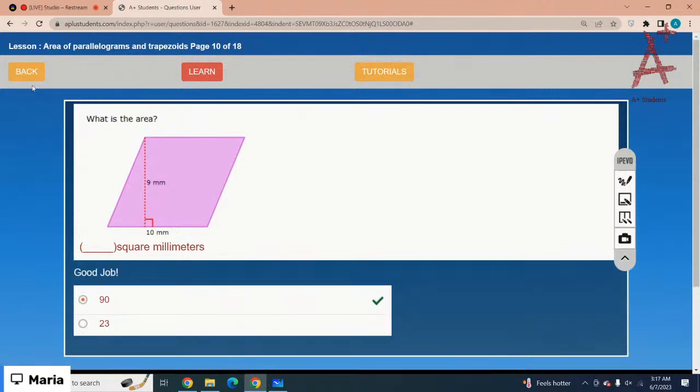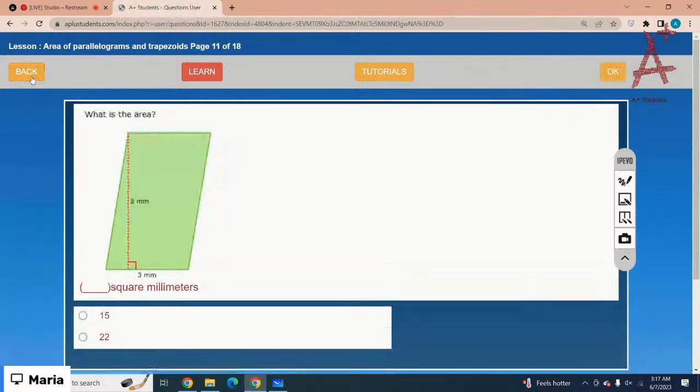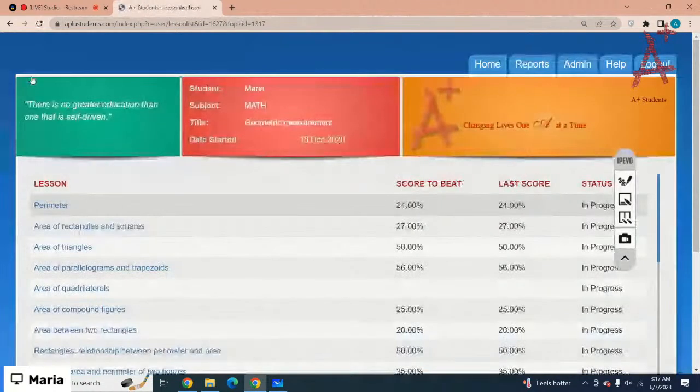Okay, you can complete the test by yourself later today. That is very easy. You just have to multiply. For the parallelograms, you have to do base times height. Got it? Okay, let's just move on to the next lesson.